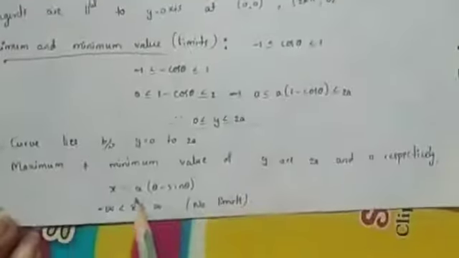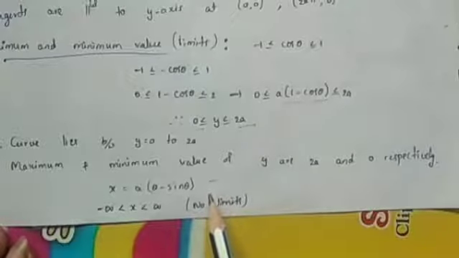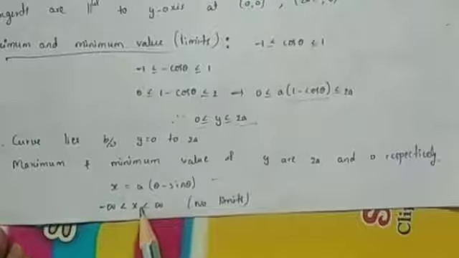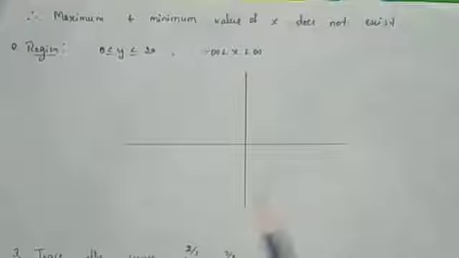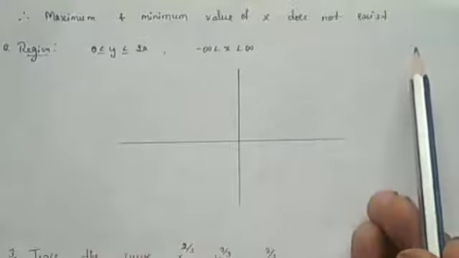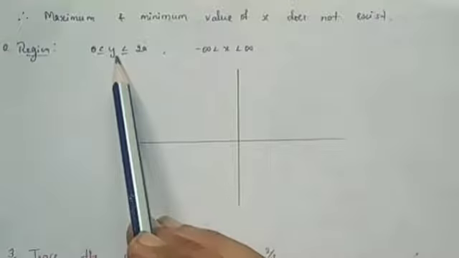And for x is equal to a into theta minus sin theta, we cannot find the limitations. Therefore x lies between minus infinity and plus infinity. Therefore the maximum and minimum value of x do not exist. The next point is the region. The region is 0 less than or equal to y less than or equal to 2a.